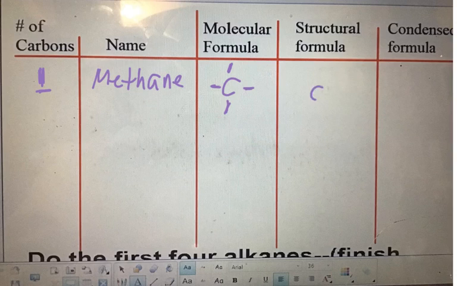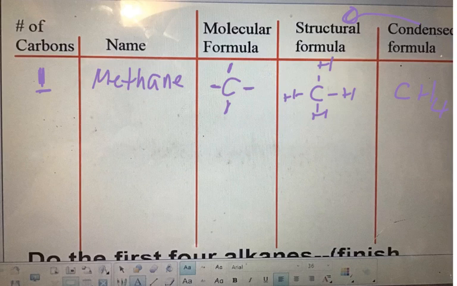It's going to look like this. I'll write the hydrogens in for this one. H, H, H, H, right? And what's the condensed formula going to be? The condensed formula is a structural formula without the bonds, right? So you simply write CH4. C and 4 H's, that's the condensed formula.